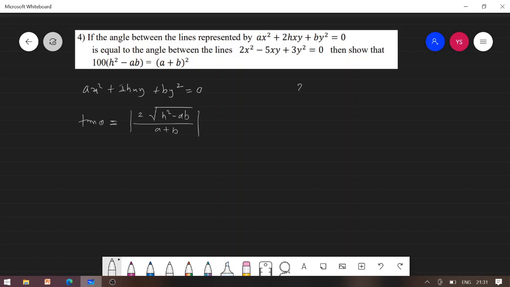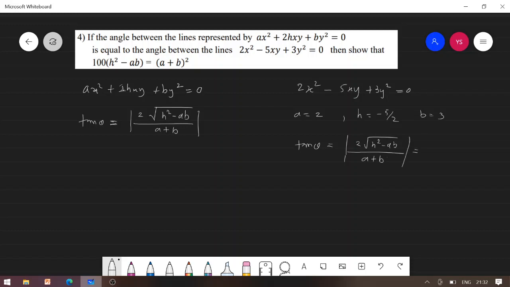While we have the other combined equation of lines, 2x² − 5xy + 3y² = 0. On comparing with the standard homogeneous equation of degree 2 in x and y, that is ax² + 2hxy + by², we get a = 2, h = −5/2, while b = 3. So the acute angle between the lines represented by 2x² − 5xy + 3y² = 0 is given by tan θ = 2 times root of h² minus ab divided by a plus b.